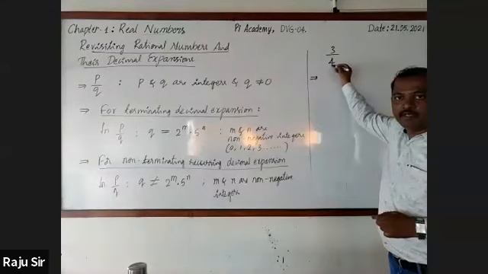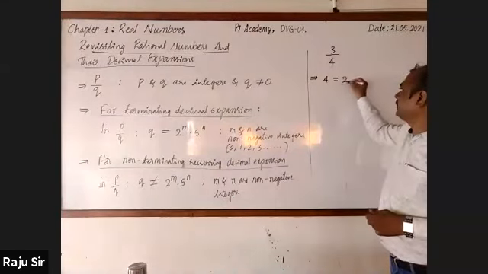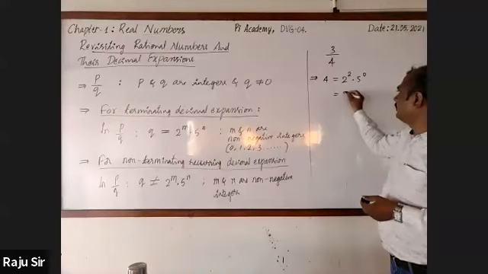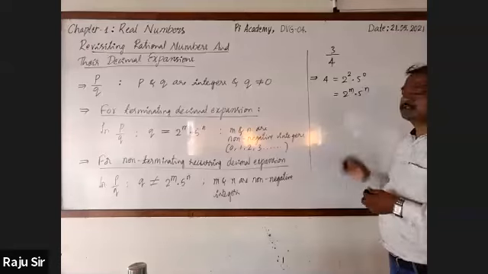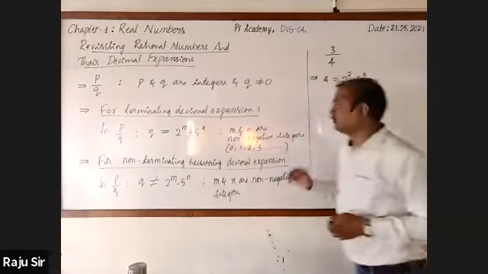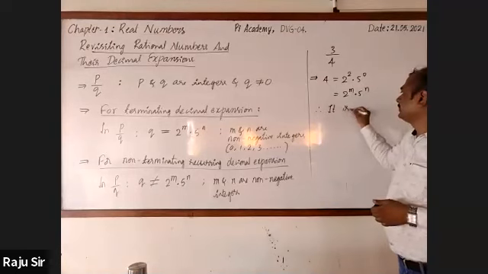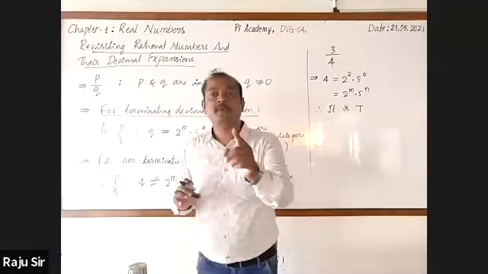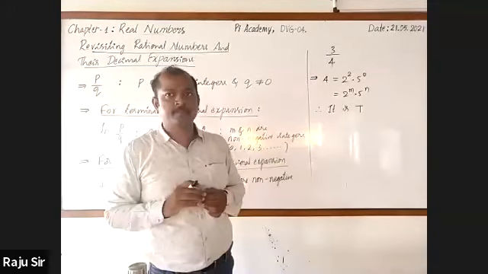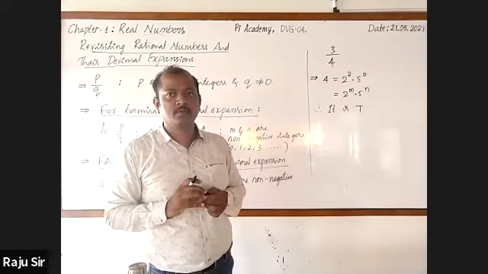Observe it. Look here. Here denominator 4 is there. 4 can be written as 2 raised to the power 2 into 5 raised to the power 0. Now this is of the form 2 raised to the power m into 5 raised to the power n. The denominator is in the form of 2 raised to the power m into 5 raised to the power n. Therefore, it is terminating, or the decimal expansion of the given number is terminating. Clear? Yes, sir. Clear.